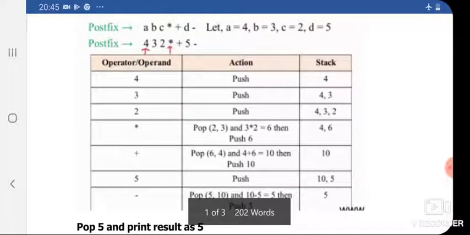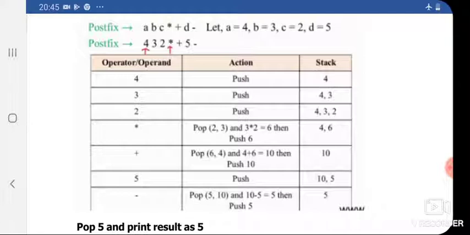Once again I repeat, we have been given the postfix string as A, B, C star plus D minus, and we have been given values A equal to 4, B equal to 3, C equal to 2, D equal to 5. By putting these values, I get the postfix expression as 4, 3, 2 star plus 5 minus. Now I read this postfix expression character by character from left to right, and I follow the given steps in the algorithm.